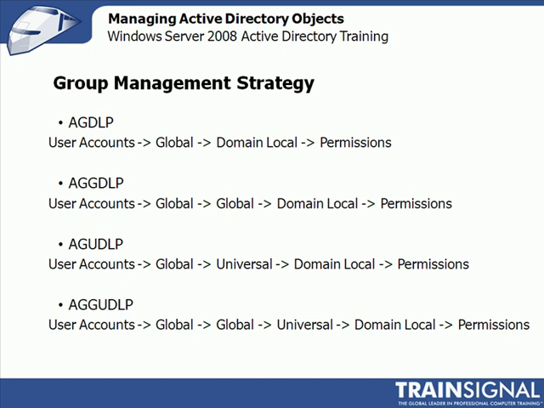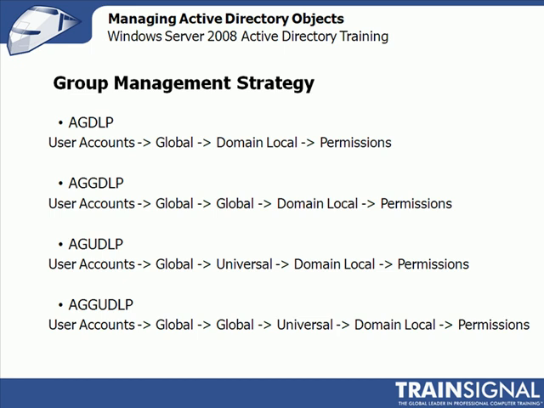We could further this strategy with something called AGGDLP, which is where we use global group nesting. This is where maybe, let's use accounting instead of sales. Accounting, we might further break down into accounts payable and accounts receivable. So we have users who work in accounts payable, and they're part of a global group called accounts payable. We have user accounts who are part of accounts receivable, and they're put into a global group called accounts receivable. And those two global groups are then made a member of another global group called accounting, or all accounting users, or whatever you want to refer to it as.